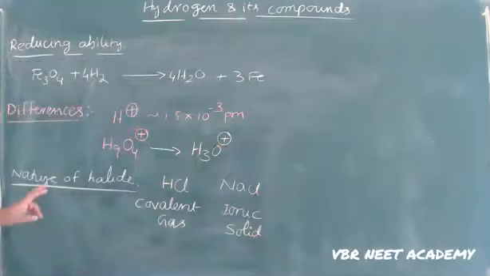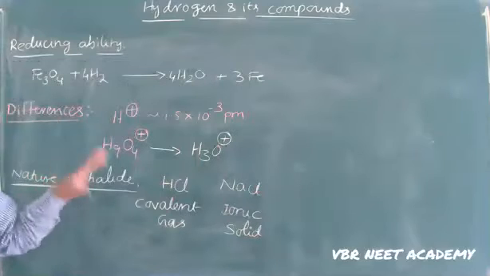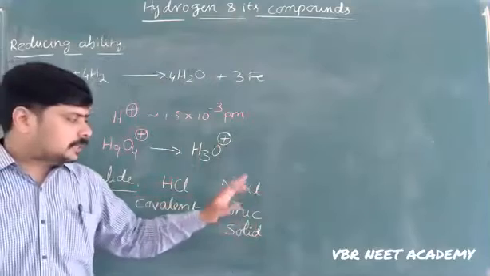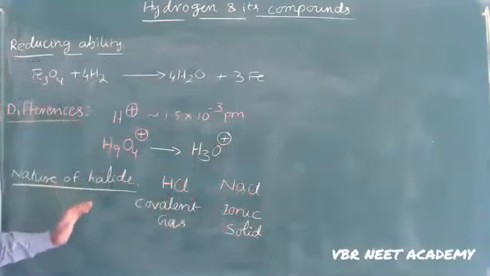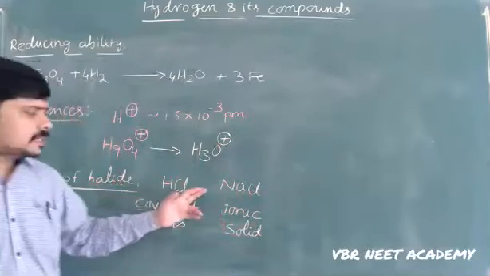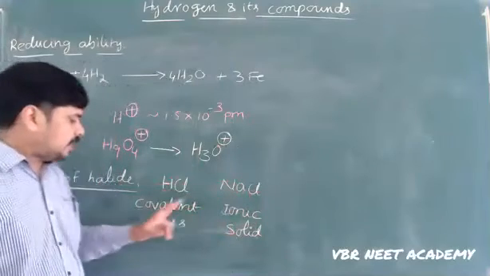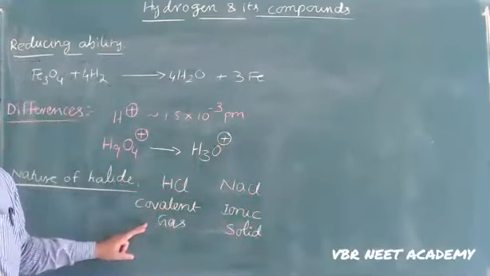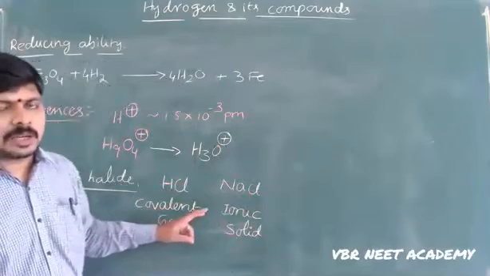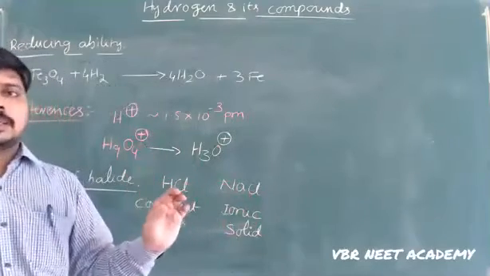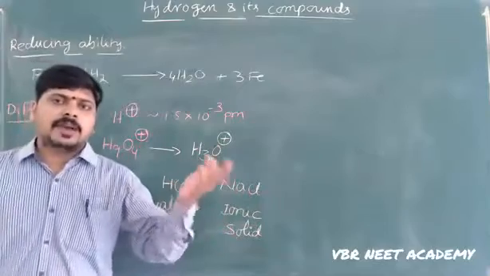So the nature of halides formed by hydrogen and the nature of halides formed by alkali metals are going to show differences. One is going to be covalent in nature, another one is going to be ionic in nature, whereas HCl is going to exist in the gaseous state. Everyone knows the volatility of HCl. It is volatile in nature, so it immediately vaporizes.